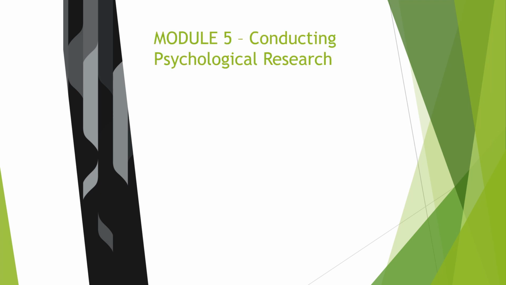In Module 5, we are going to talk about conducting psychological research. And the questions we are going to answer in this module are: what research methods do psychologists use? There are various research methodologies that scientists can use, meaning you may do a survey, an interview, naturalistic observation, a case study, or an experiment, which is a very controlled type of research methodology that we'll talk about also in this module.